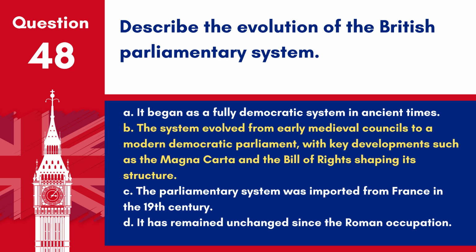Answer: B. The system evolved from early medieval councils to a modern democratic parliament, with key developments such as the Magna Carta and the Bill of Rights shaping its structure. The British parliamentary system has undergone significant evolution, from advisory bodies to the monarch to a sophisticated bicameral legislature, with historical documents like the Magna Carta and the Bill of Rights laying the groundwork for modern parliamentary democracy.